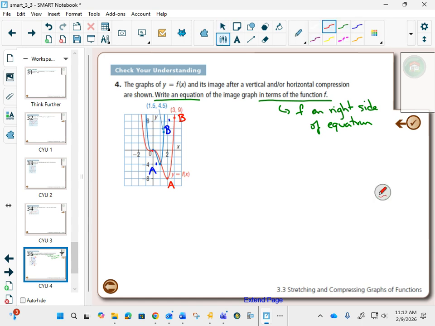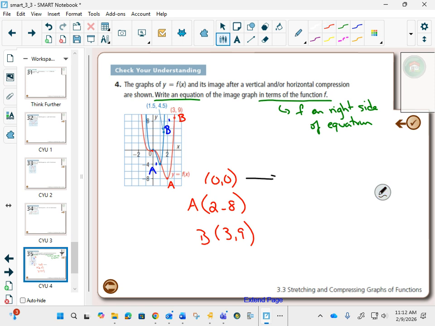So the easier way is to look at the red graph, and I'm going to color code this. There are 3 points that are labeled. I labeled on the red graph an A and a B, and we also have 0, 0. We have A, which is at 2, negative 8. And we have point B, which is at 3, 9.